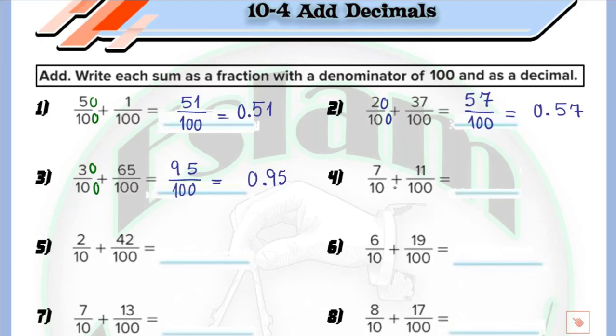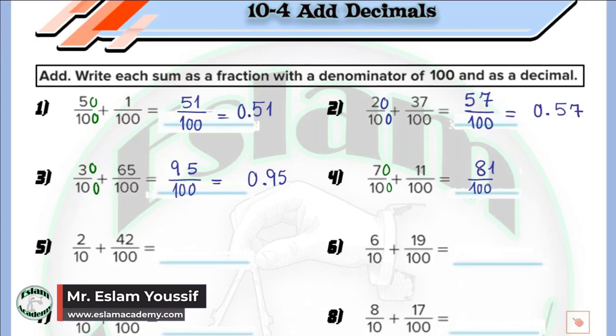7 over 10 plus 11 over 100. Now we have different denominators. We just make the denominator equal 100 by multiplying by 10. So it will be 70 over 100 plus 11 over 100. Because they have the same denominator, just write the denominator down without any change. 0 and 1 equals 1. 7 and 1 equals 8. So it will be 81 over 100.